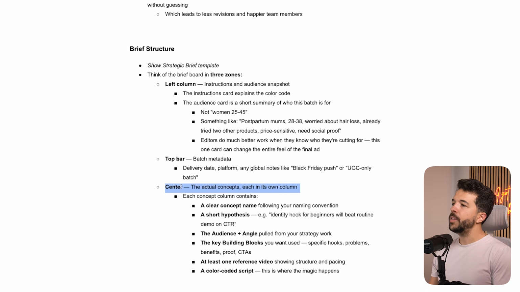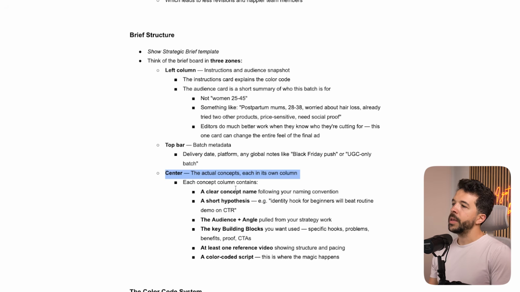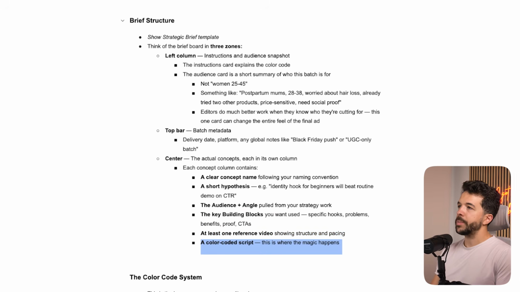And then in the center, you have the actual concepts. And for each concept, you have a specific column. The column contains a clear concept name following the naming convention, and a short hypothesis, e.g. identity hook for beginners will beat routine demo on CTR. And this is our hypothesis, and this is what we want to validate with this specific concept. The audience and angle are pulled from our strategy work, then the key building blocks that you want to use: specific hooks, problems, benefits, proofs, CTAs, whatever you need, at least one reference video showing structure and pacing, and the color-coded script.